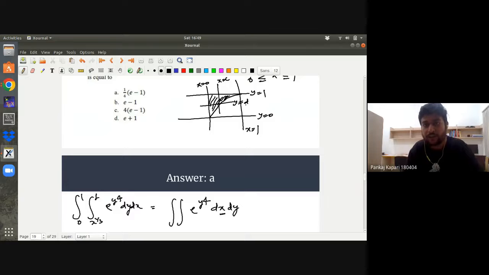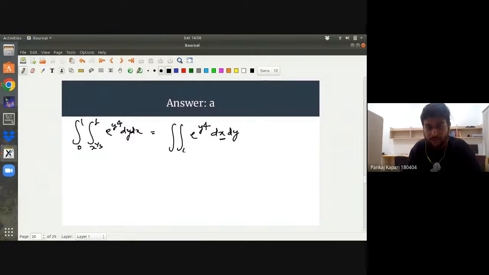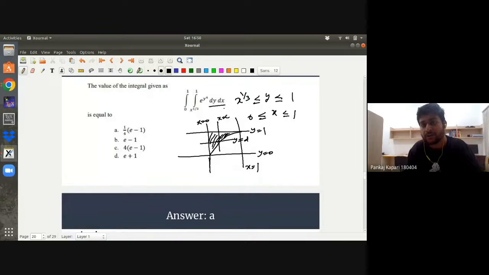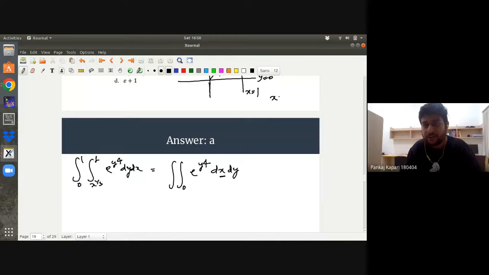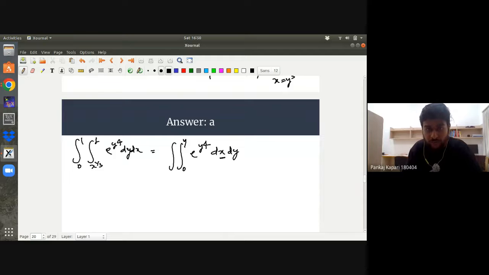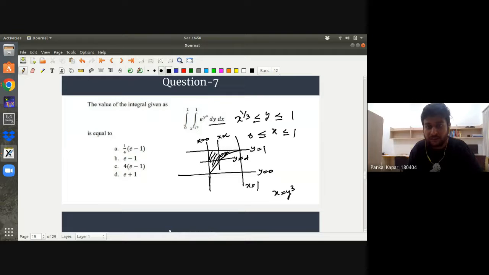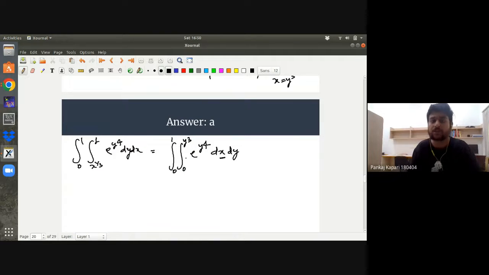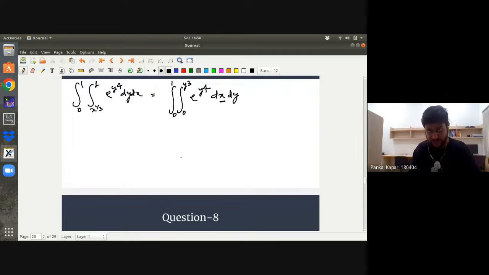Okay, so now note that when y is constant, x varies from 0 to, this line is x equal to 0, so x varies from 0 to the graph of this function. So what is this graph? The graph is x is equal to y cube, right? Because y is equal to x to the power 1 by 3. So x varies from 0 to y cube, and y varies from 0 to 1. So these are new limits of integration with respect to the same region of integration.